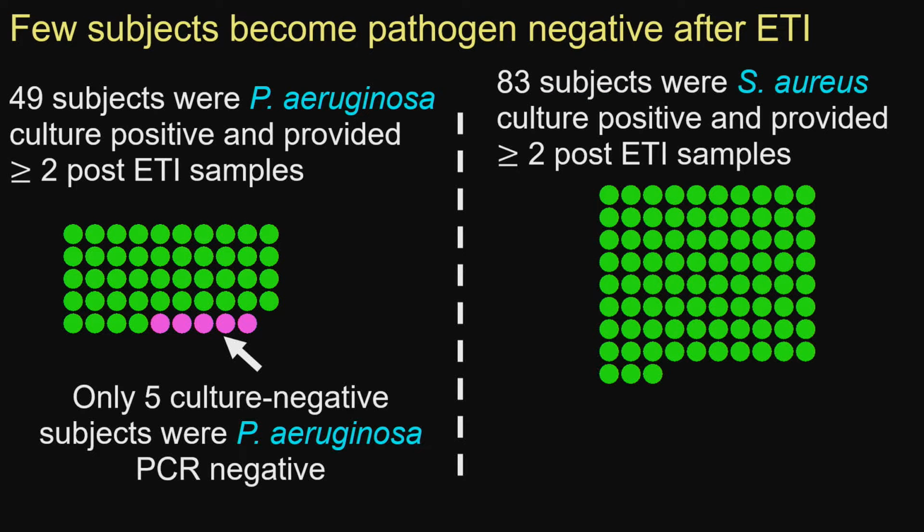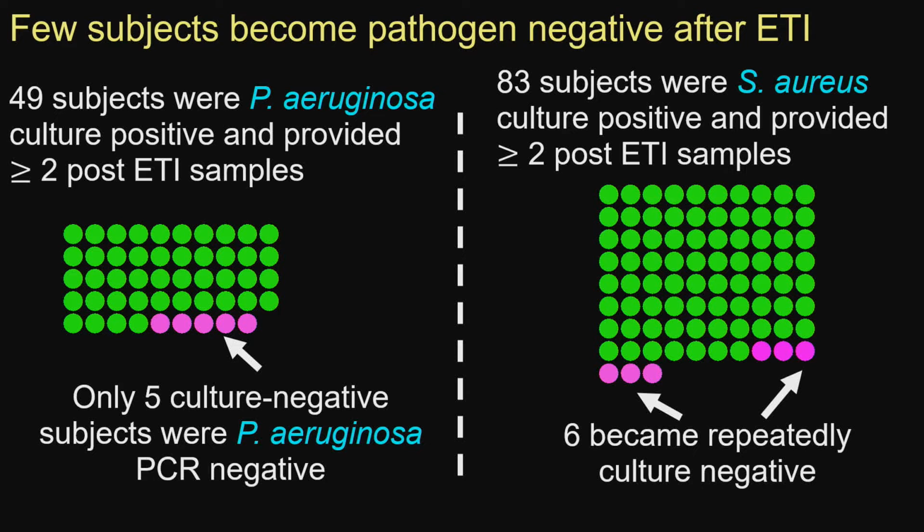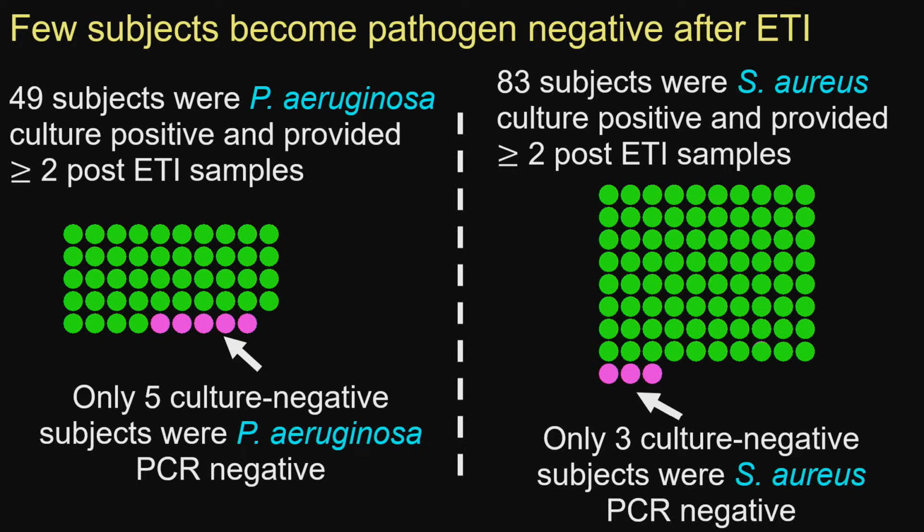The numbers are a bit larger for Staph aureus. There were 83 subjects who came in positive for Staph aureus and provided at least 2 post-ETI samples. Only 6 of these subjects became repeatedly culture negative for Staph aureus, and only 3 of these subjects were both culture negative and PCR negative in the samples after starting ETI.